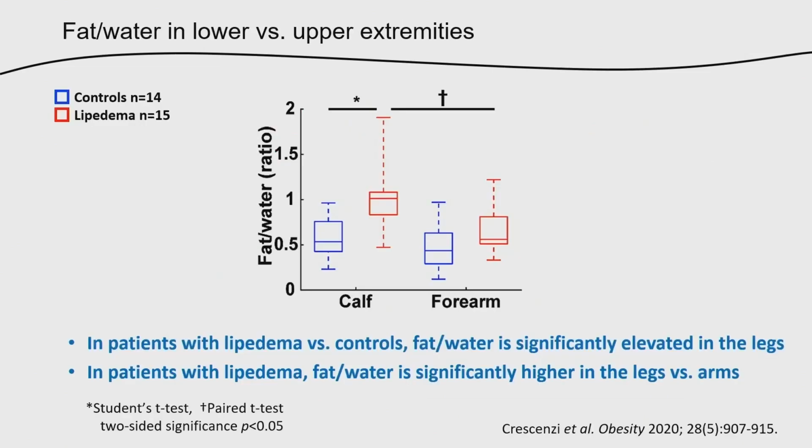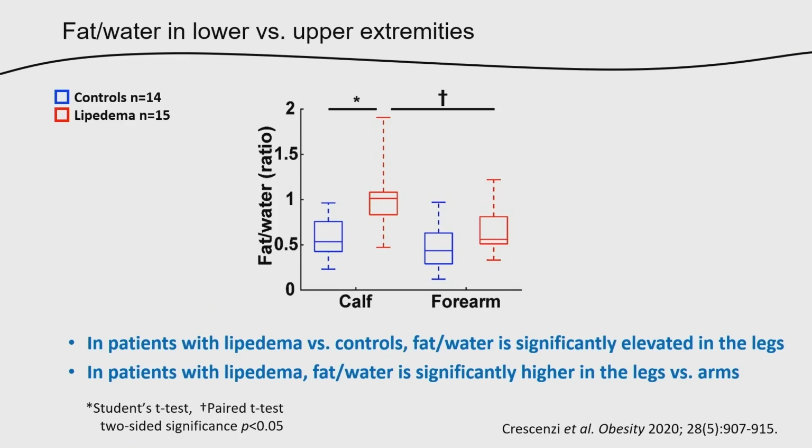When we quantify that fat to water volume ratio in the calf, it's significantly higher among our lipedema cohort compared to controls. It was not found to be significantly higher compared to controls in the forearms, but in the within-body comparison in the lipedema patients, those red box plots are showing a differential of greater fat deposition in the lower extremity calf compared to their forearm upper extremity.